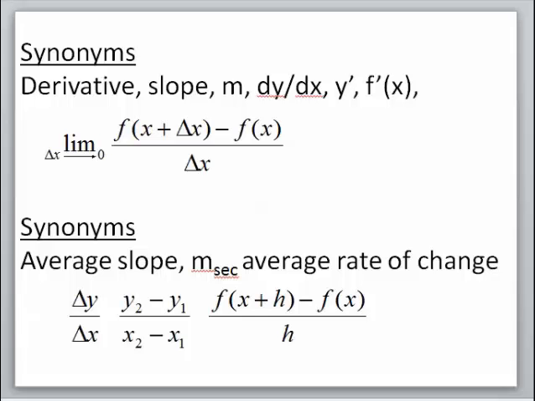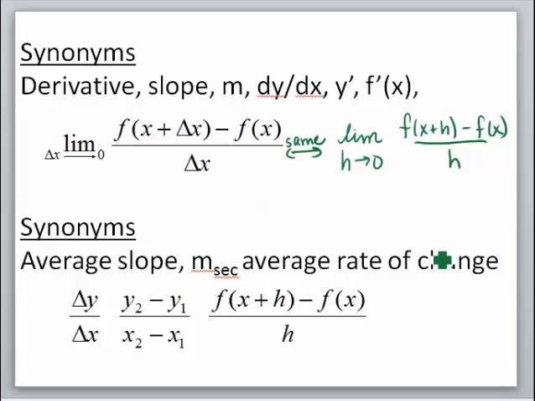Alright, the next part of this video, I want to talk about all the synonyms of derivative. Derivative means slope, m, dy over dx, y prime, f prime of x, and then of course the definition of derivative: the limit as change of x approaches 0 of f of x plus change of x minus f of x over change of x. Now I told you I was going to slightly change this because you will see me start to use h's, just because it tends to be easier for some people. So I'll say the limit as h approaches 0 of f of x plus h minus f of x over h. This is the same thing.